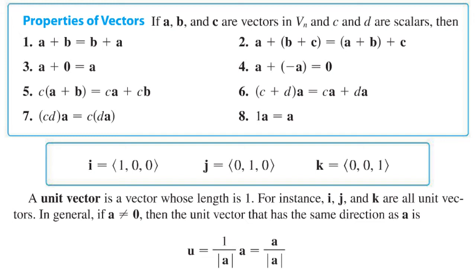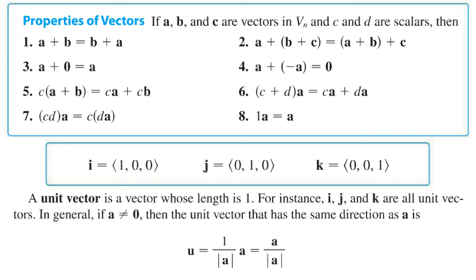A unit vector is a vector whose length is 1, just like the unit circle is called the unit circle because the radius of the circle is 1. So same idea. So for instance, ijk are all unit vectors because each one of them has a length of 1. You either go 1 in the direction of the x-axis, the y-axis, or the z-axis.